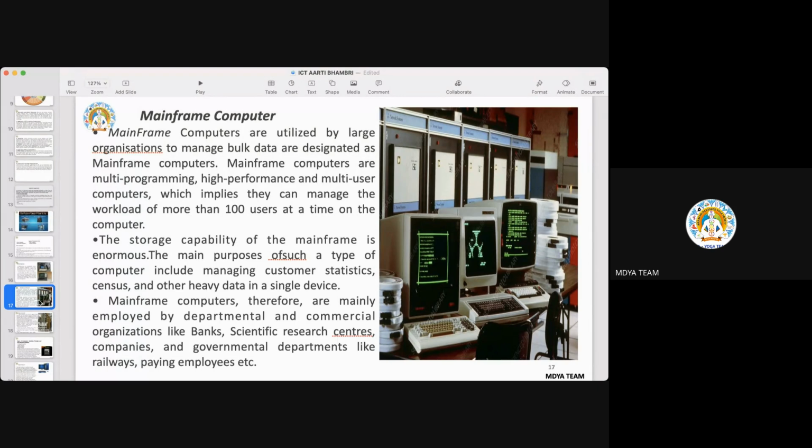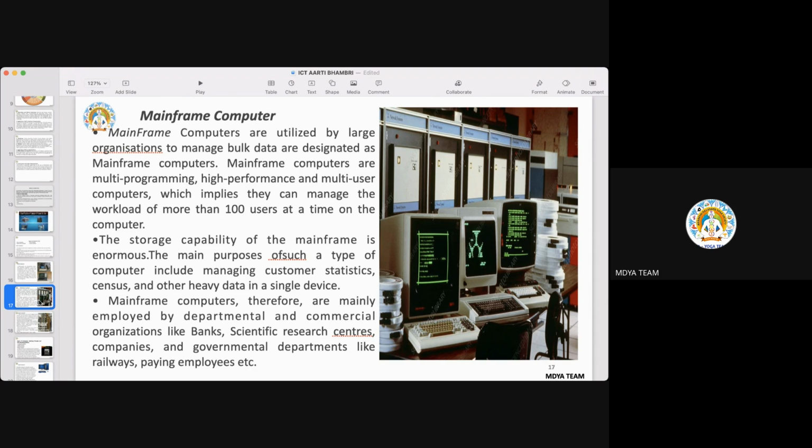So, just imagine how fast they should be, how much memory they have to have, and their storage capability. This is enormous compared to our micro and mini computers. The main purpose of such computers includes managing customer statistics and all the Sensex data, and other heavy data, in a single device.